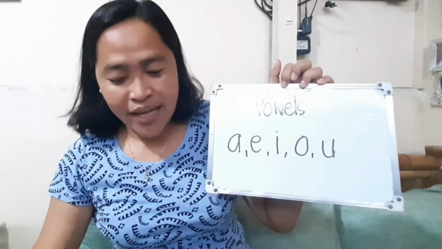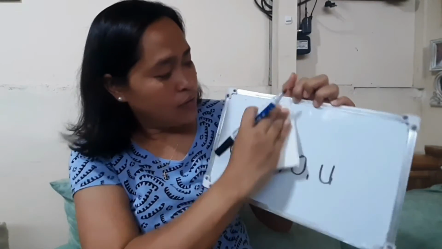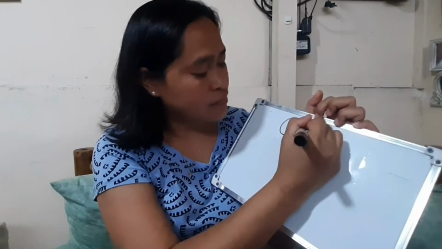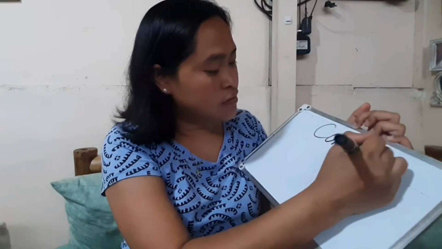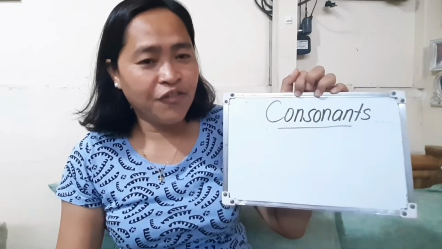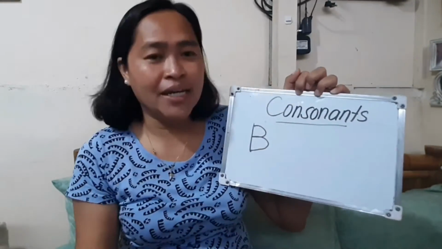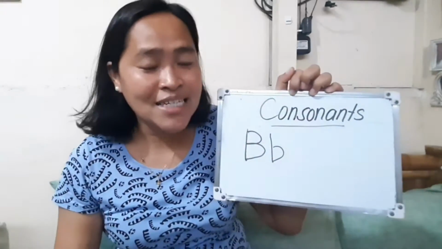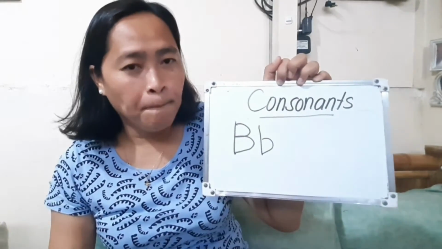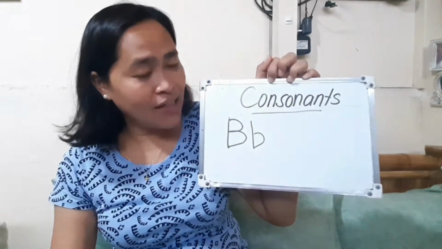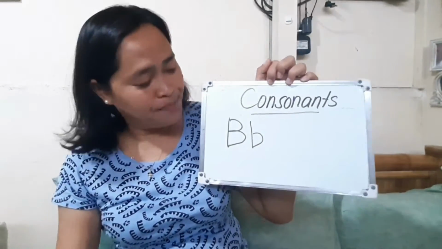The next lesson is consonants. The first consonant in the alphabet is letter B. What is the sound of letter B? It's B. Again, B. Can you read it? This one? It's B. Very good.